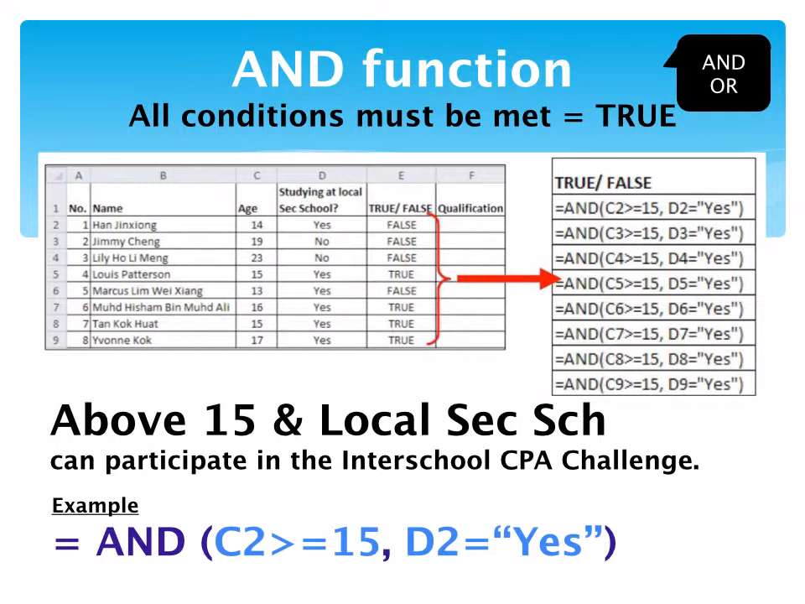For example, student 1 Han Jinxiang is age 14 and is studying at the local secondary school. He did not meet the age condition. Our next example, student 2 Jimmy Cheng is age 19 but not studying at the local secondary school. He did not meet the local school condition. Student 4, Louis Patterson is 15 and is studying at the local secondary school. He meets both conditions. Can the and function take more than 2 conditions? The answer is yes. There can be 2 or more conditions. As long as all the conditions are met, the and function will return a true.